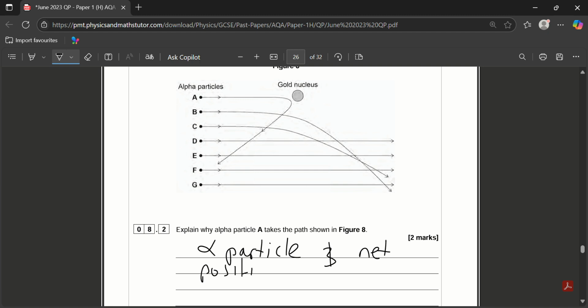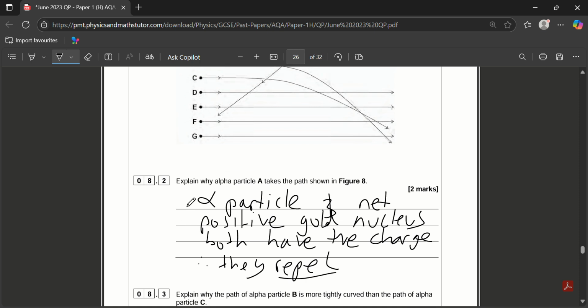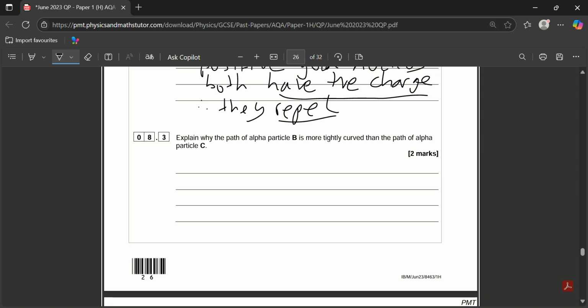net positive gold nucleus both have positive charge, therefore they repel. This in and of itself is a mark saying that they repel, and here you just have to say that they both have the same charge, positive charge.